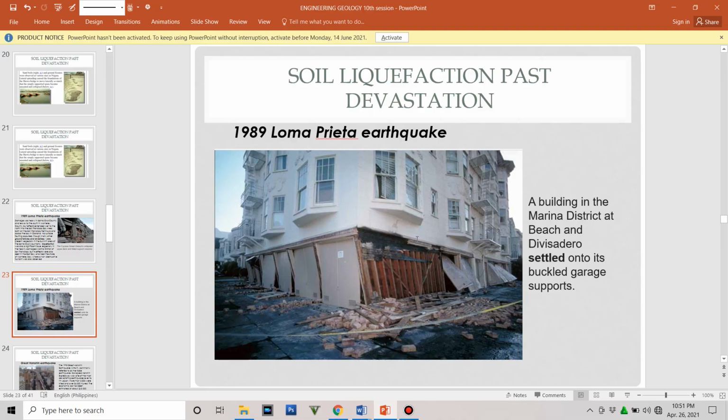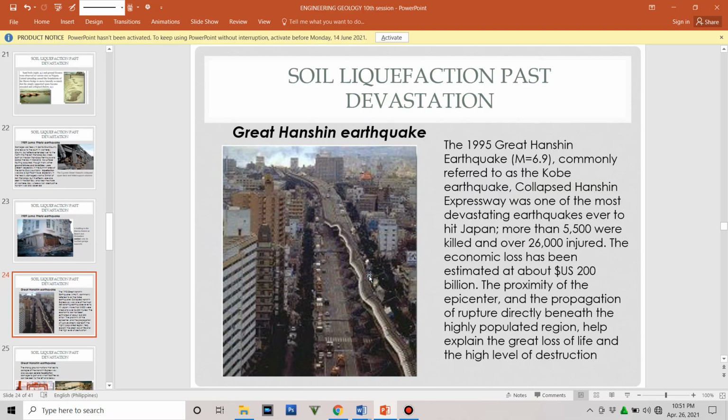A building in the Marina District at Beach and Divisadero settled onto its buckled garage supports. Pag nagsettle kasi yung poste mo, it will follow. Your column will also buckle. So we also have the 1995 Great Hanshin earthquake.